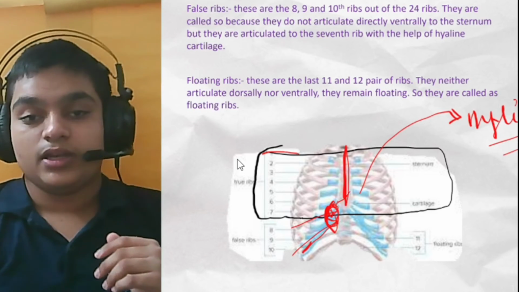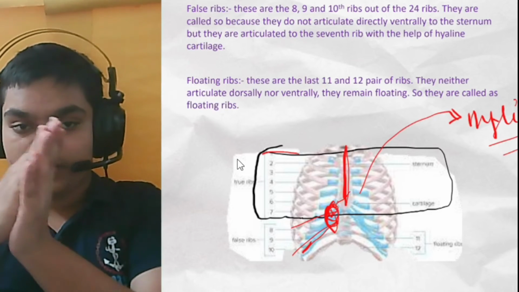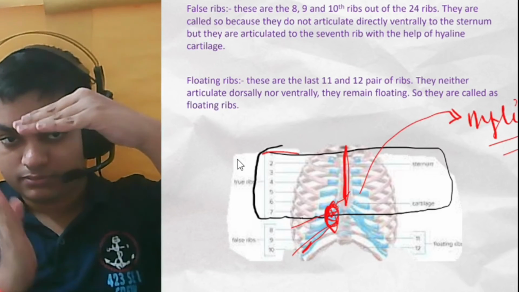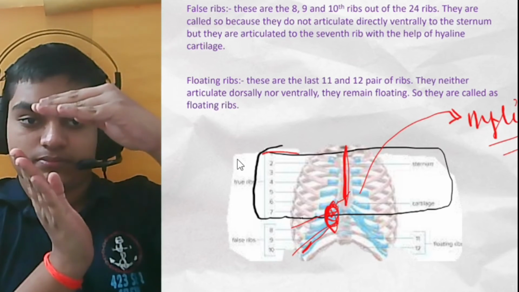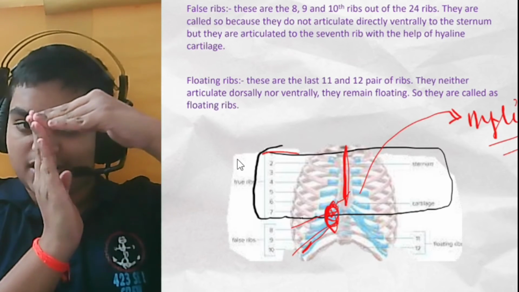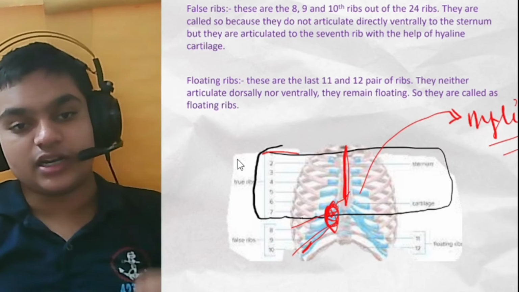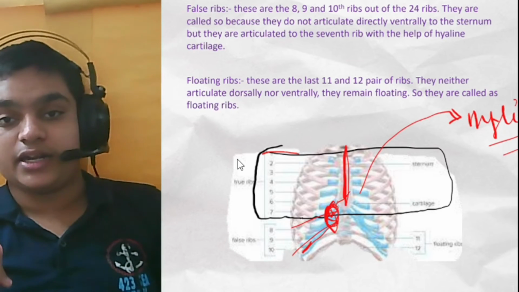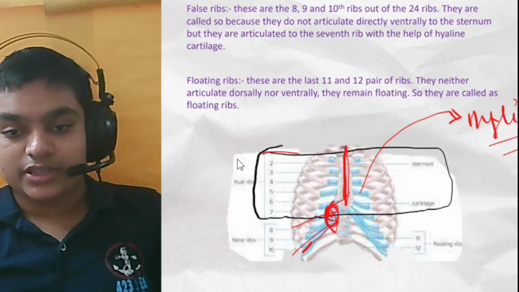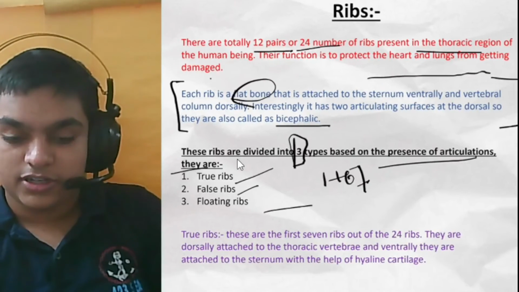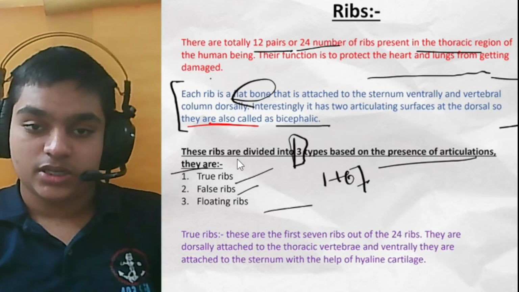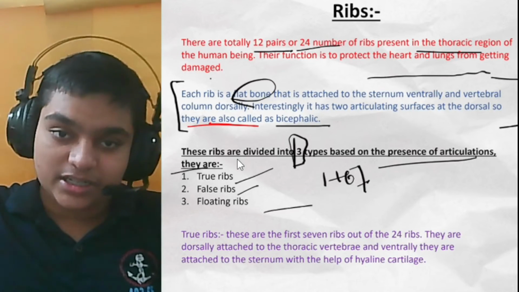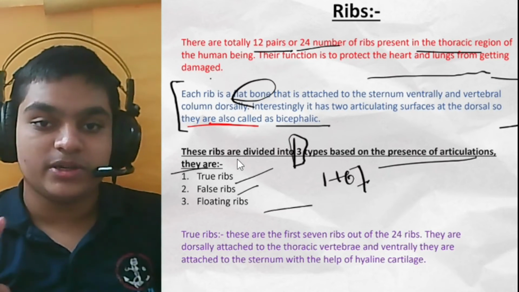See, the 8th, 9th, 10th ribs: if this is your 7th rib, this is your 8th rib, this is your sternum, they articulate with the 7th rib in order to articulate with the sternum. They do not directly articulate, as they are not fulfilling the definition of the blue lines which we are seeing here. So that is why they are called false ribs, but dorsally they are articulated with the vertebral column individually only.